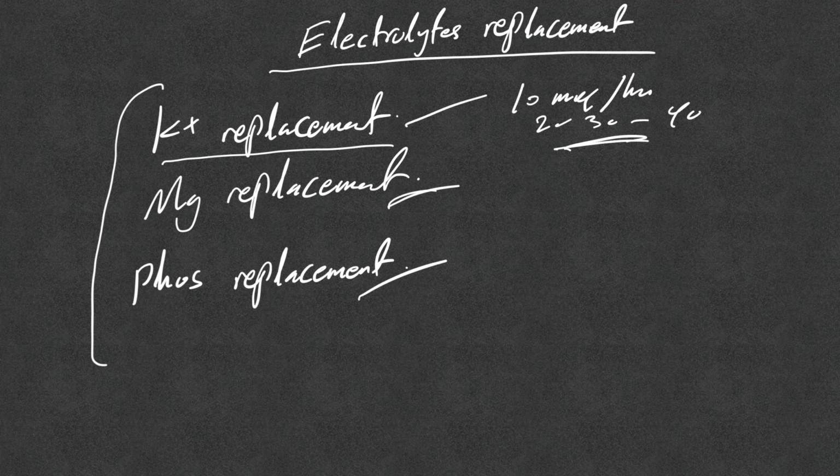I have another video on magnesium replacement. We don't have to worry much about it. The pharmacy has these bags ready for us. Phosphorus replacement is with either sodium phosphate or potassium phosphate if we need to give it IV. Remember, oral replacement is always the best option.